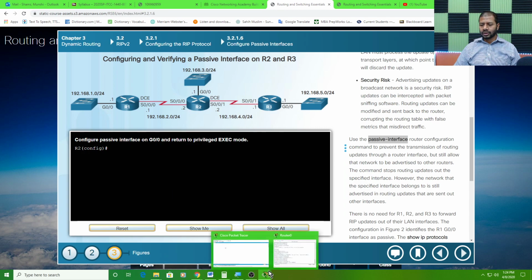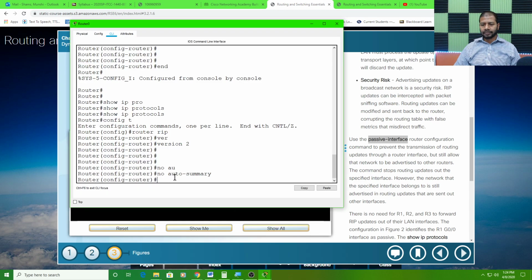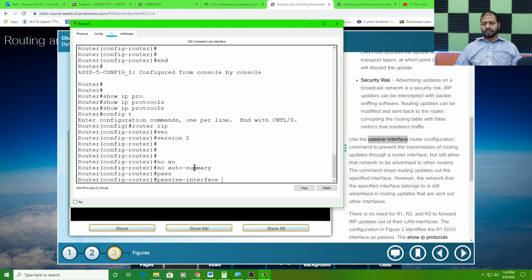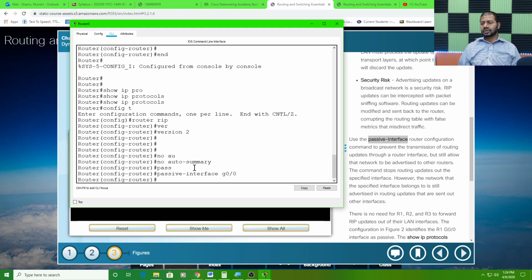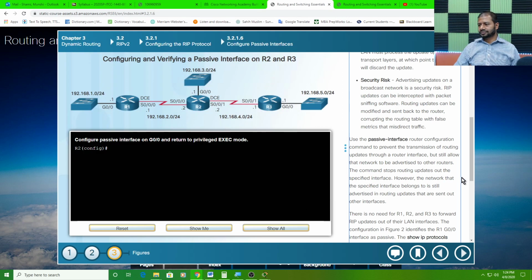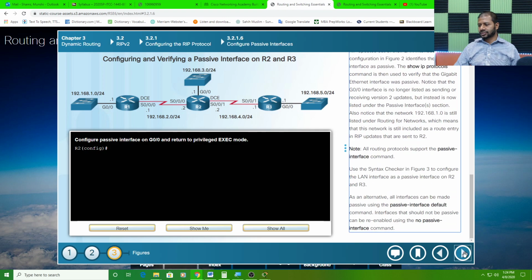So I could go here in my router, where I just did the no auto-summary, and I'm going to write passive, just PASS, tab, passive-interface. Which interface? Gigabit 0/0, per se. That one is my LAN. Okay, that's it. So simple commands. Next.